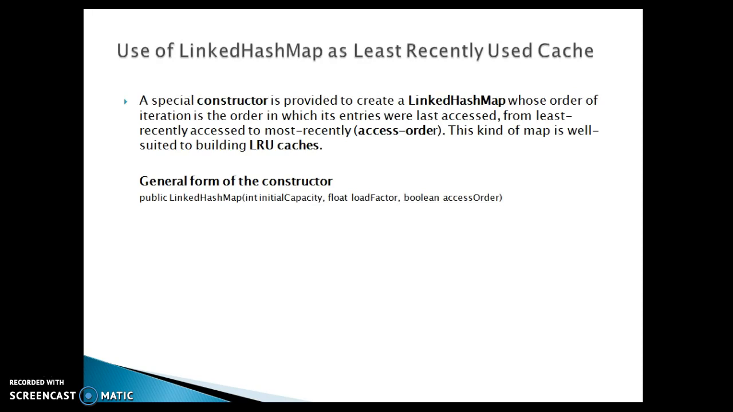And that's the reason linked hash map provides you a constructor which accepts three parameters. First parameter is the initial capacity, second is the load factor, and third is access order. So here you can specify true or false. If you specify true, then this will maintain the last access order. So that's why this is a very good candidate for LRU cache.